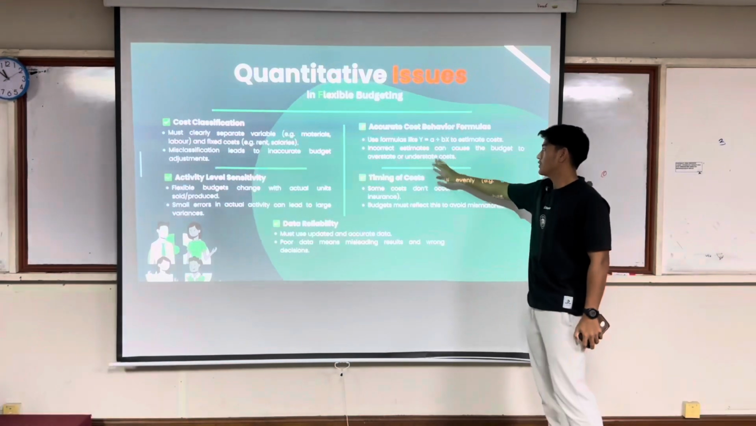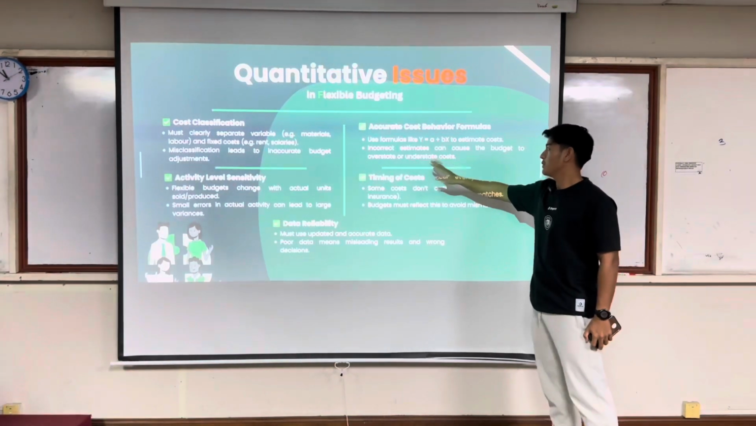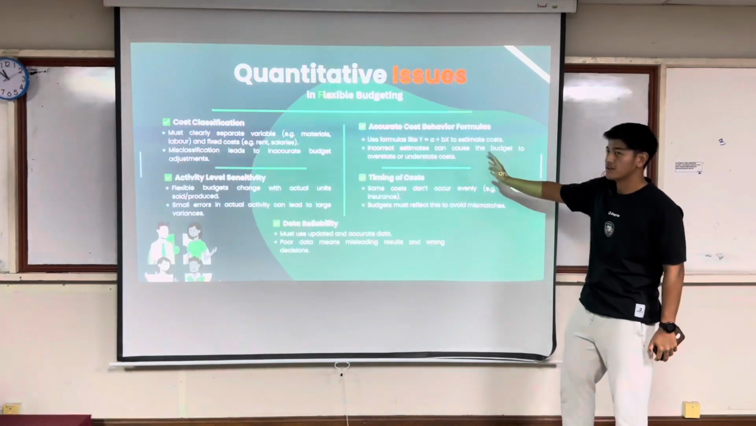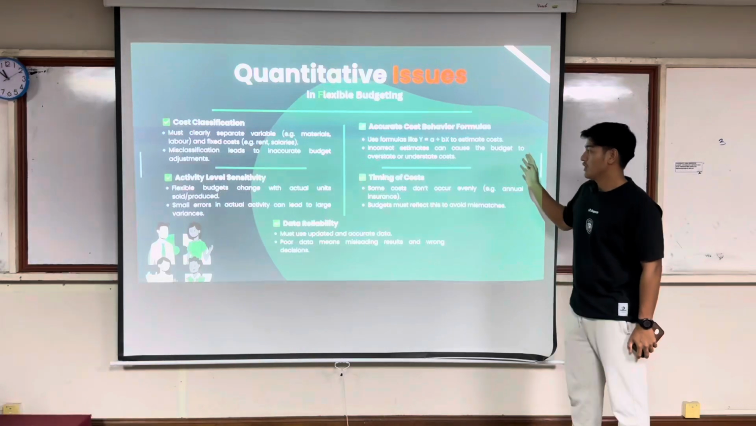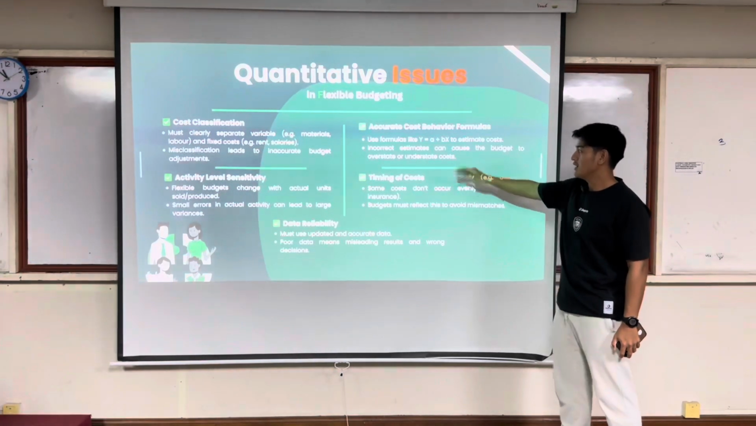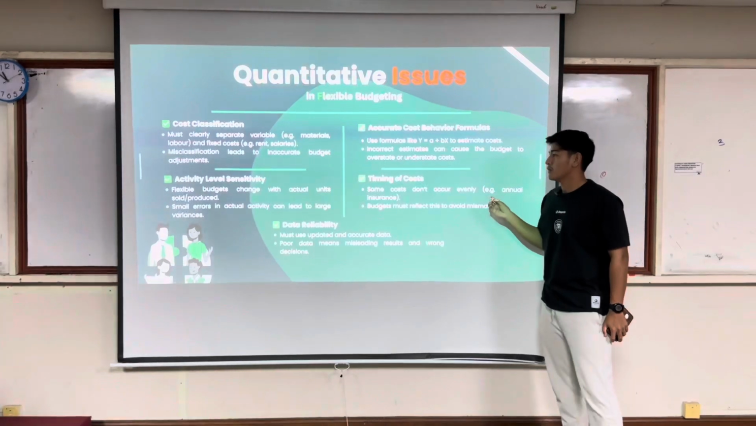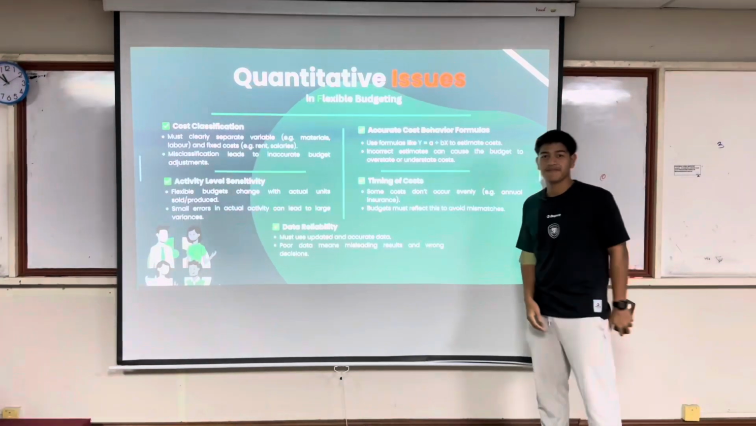For the second point, accurate cost behavior formula. We use the formula Y equals A plus BX. Y is the total cost, A is the fixed cost, and BX is the variable cost in our activity. When we use the wrong number in the formula, we will get the wrong outcome for the whole budget in flexible budgeting.